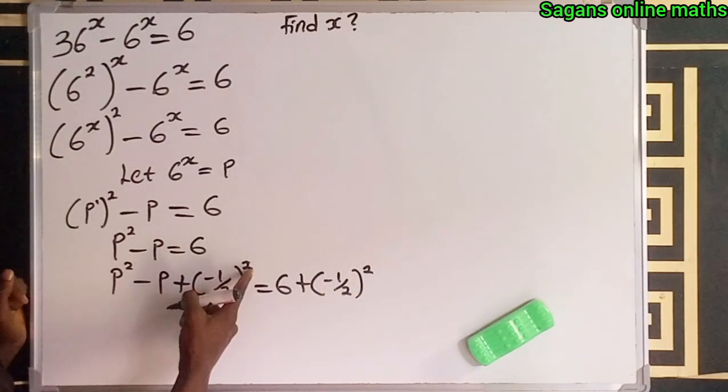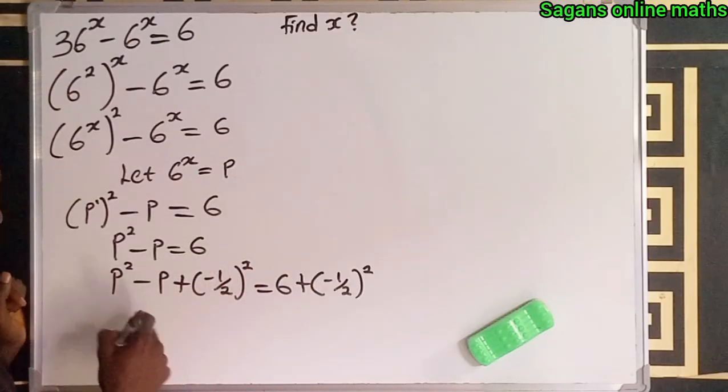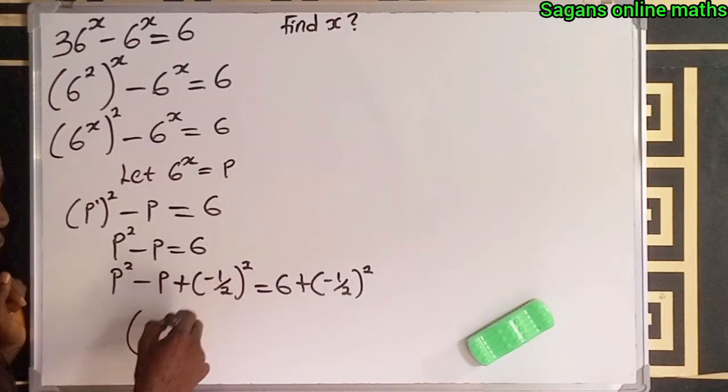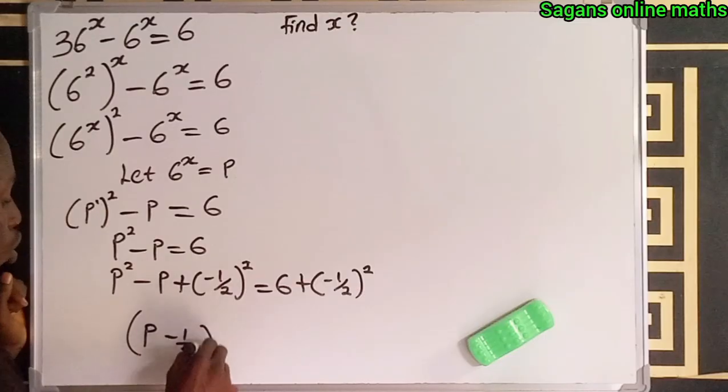Now here we are having p squared. You can open the parenthesis and take a single p. Then here I have minus 1 over 2, squared.